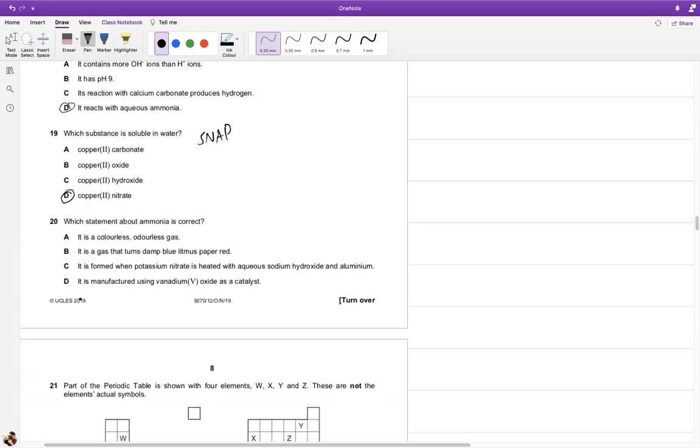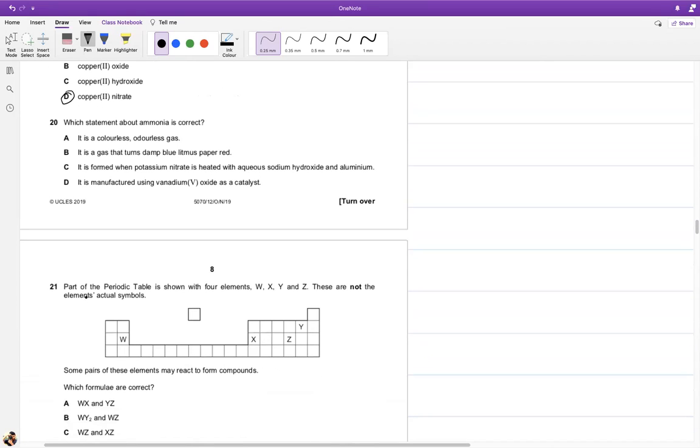All right. Which statement about ammonia is correct? It is colorless and odorless. Colorless is true, odorless is not. It has a very, what do you call it, pungent smell. It is a gas that turns damp blue litmus red. It's actually the opposite because it's a basic alkaline gas.